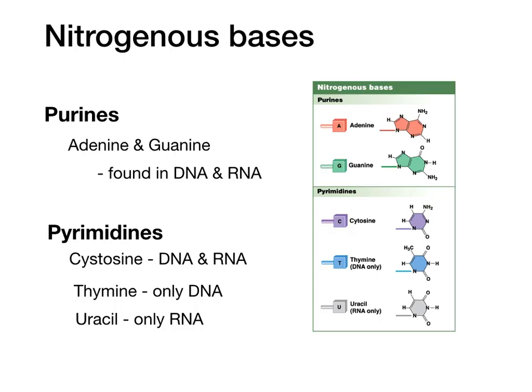Purines always bind to the pyrimidines. Never do 2 purines bind together or 2 pyrimidines bind together. The purines have a double ring, as you can see with that picture to the right-hand side, and the pyrimidines have a single ring.